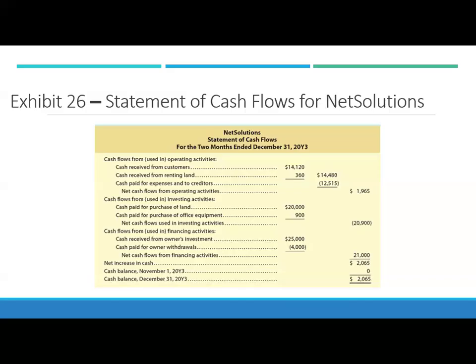And then investing activities, we have cash paid for purchase of land, cash paid for purchase of office equipment. And if we sold our equipment, that would be a cash inflow, right? Purchasing equipment reduces cash, that's an outflow, but selling equipment generates cash. That'd be a cash inflow from investing. And same with buying or selling other long-term assets.